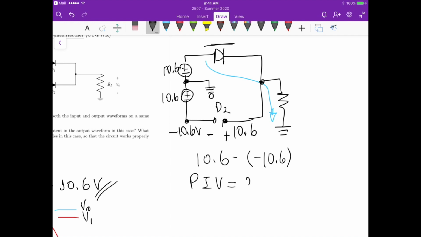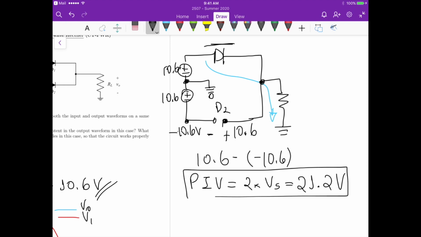So it's just 2 times Vs, which is 21.2 volts. Okay? We could do the same analysis for diode 1, but you just figure out that it's the same thing. In that particular case we would have minus here, right? So it would be just the opposite, but the voltage would be the same, 21.2 volts, but during the negative half cycle.